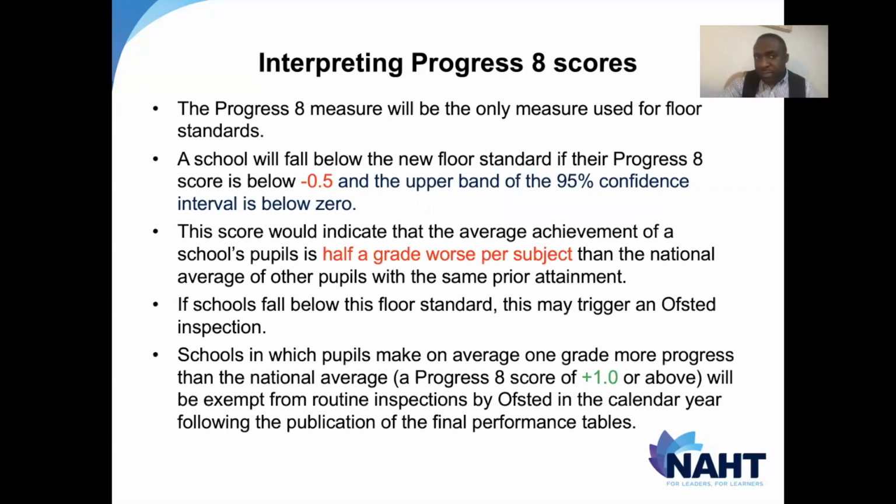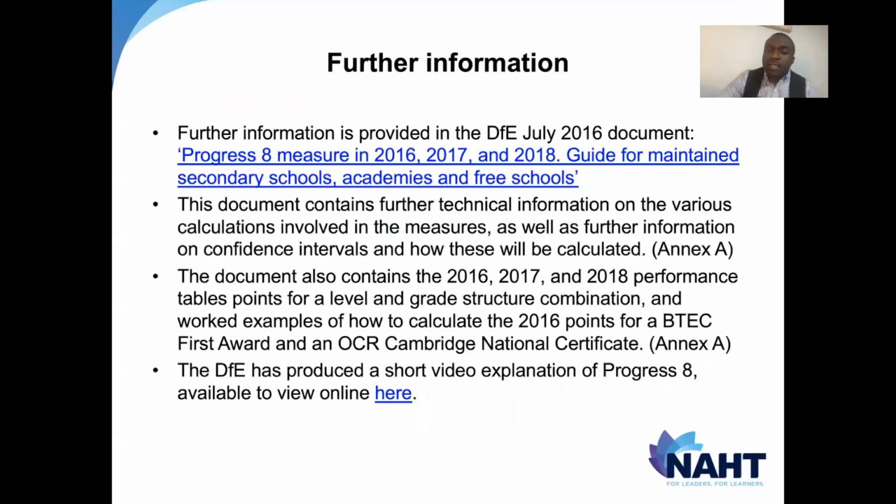So this is Progress 8 and Attainment 8, and they matter so much to how your child does well in the future, basically going through educational stages. For teachers studying, having a career, you want to know whether your school will be included in Ofsted general inspection. You need to know that if your school is below negative 0.5, it will be included in the general inspection for the year. So this is what you have for Progress 8 and Attainment 8.